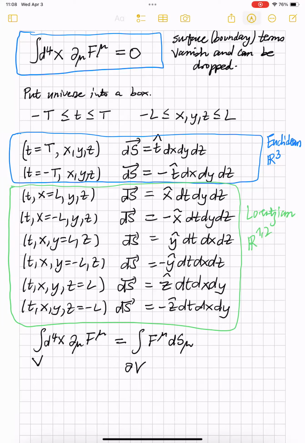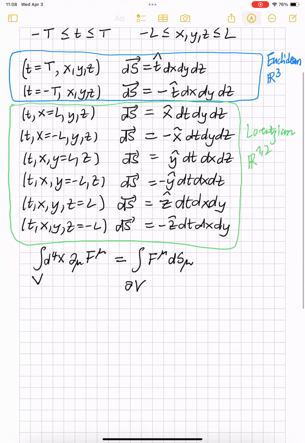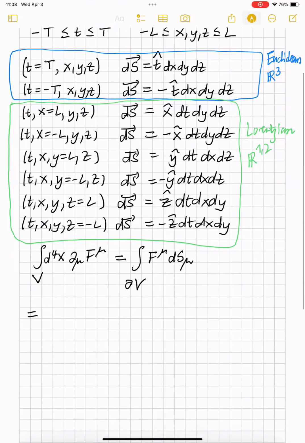And dS_μ is this integration measure over the boundary of the surface of the universe that we've just been discussing. And ∂V would be the 8 sides that we've just been discussing. So let's just write out what this would look like. For the very first side, at t equal to T, the only element of dS which does not vanish is when μ is equal to 0, the time component. That is just because there's a t hat sitting there.